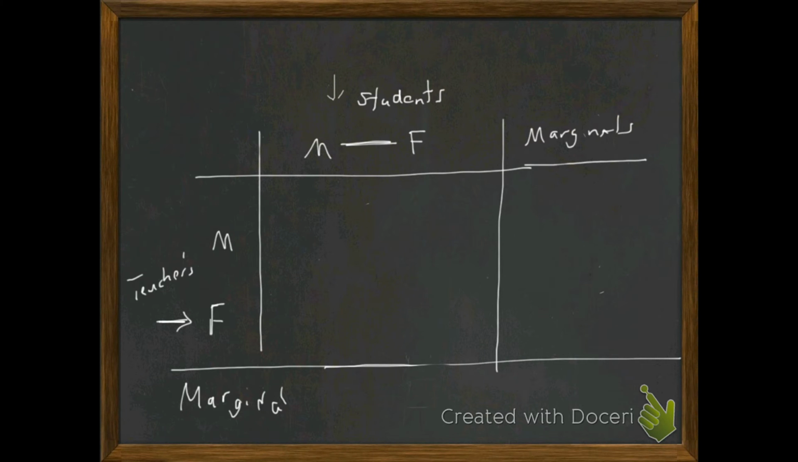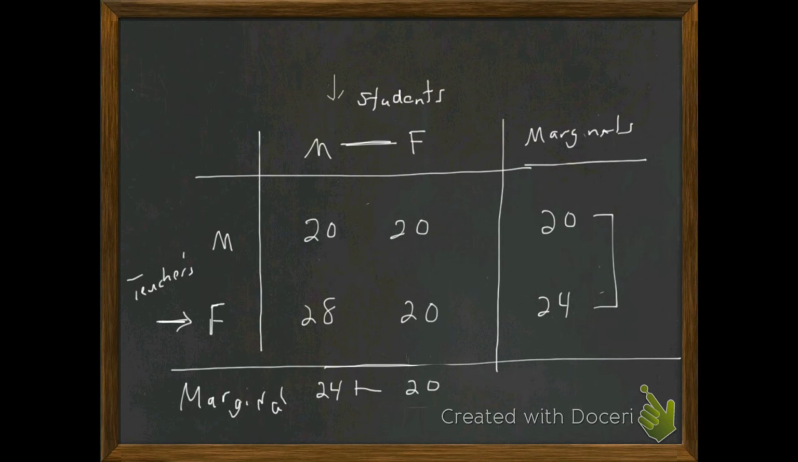And see what happens when we have statistical significance for all. Okay, so let's go 20, 20 and 28, 20. So we have a mean of 20 and a mean of 24. So we have statistical significance across the gender of the teacher. And we have 24 and 20. So we have statistical significance across the gender of the student.